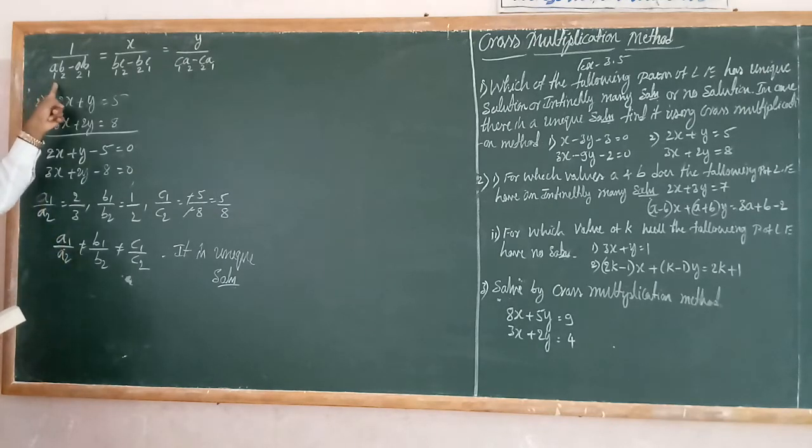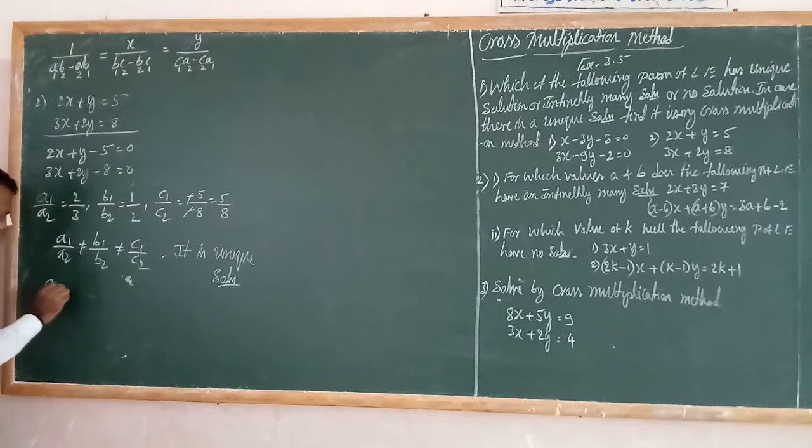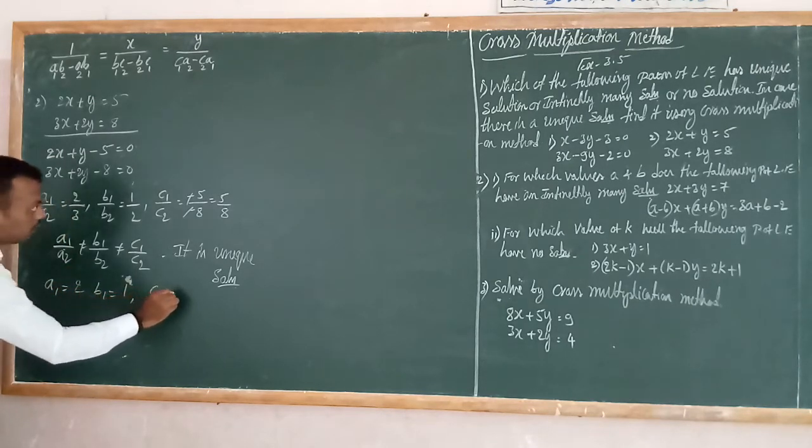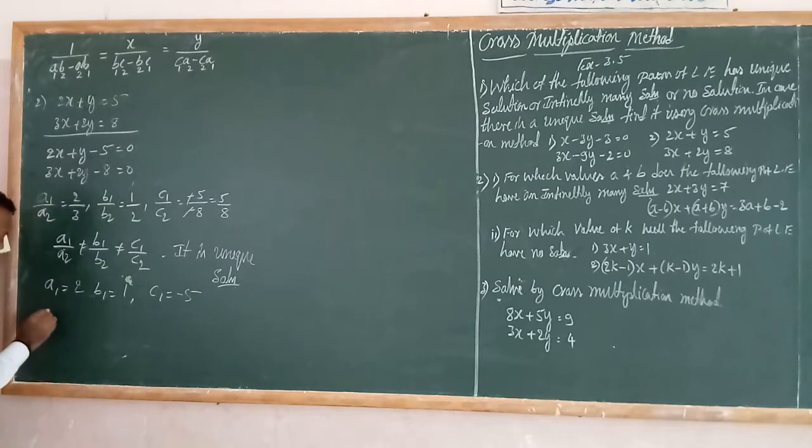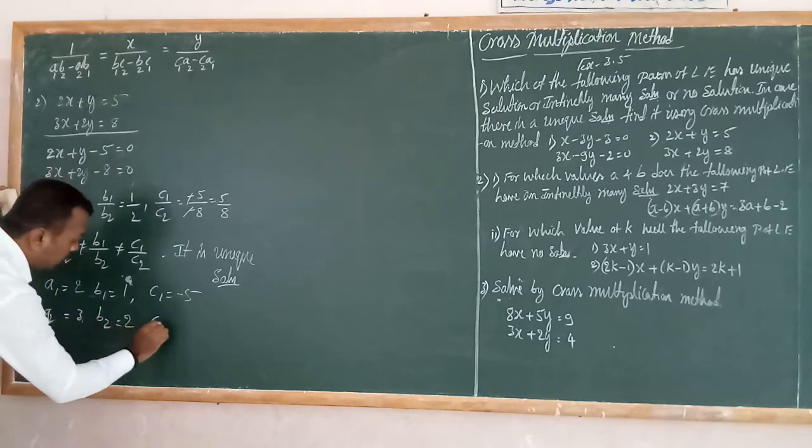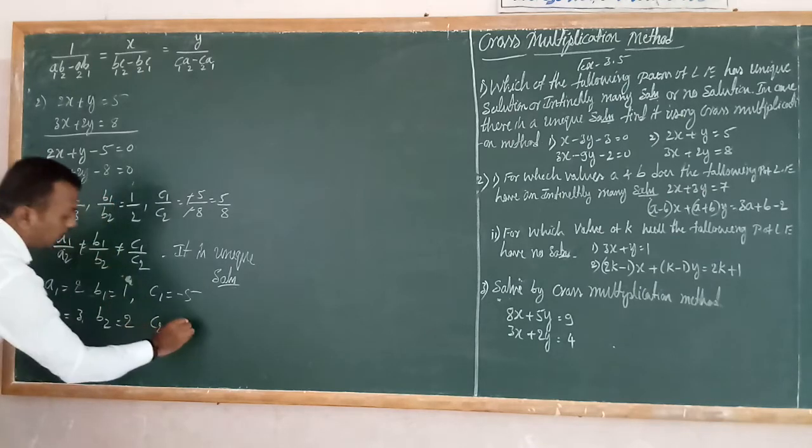Okay, students. Now, let us start finding the x and y values by the cross multiplication method. So, this is the method for solving a pair of linear equations in two variables by cross multiplication. This is the formula. Yes, students. I will apply it now. First of all, a1, a2, b1, b2 we know already, so I will write once again. a1 is equal to 2, b1 is equal to 1, and c1 is equal to minus 5. Now a2 is equal to 3, b2 is equal to 2, and c2 is equal to minus 8.